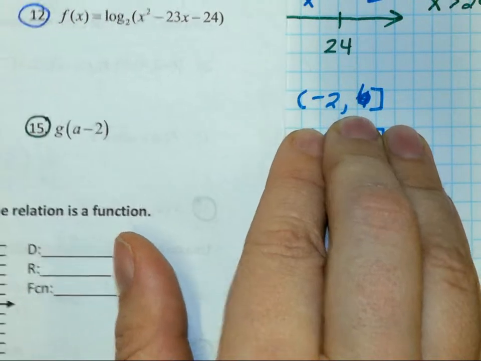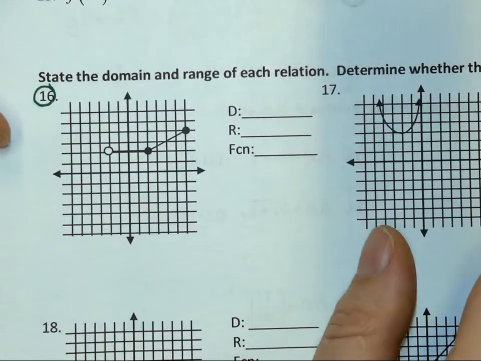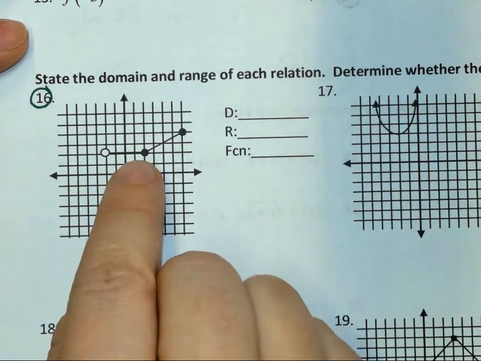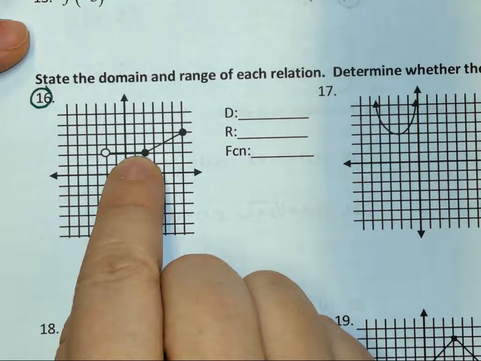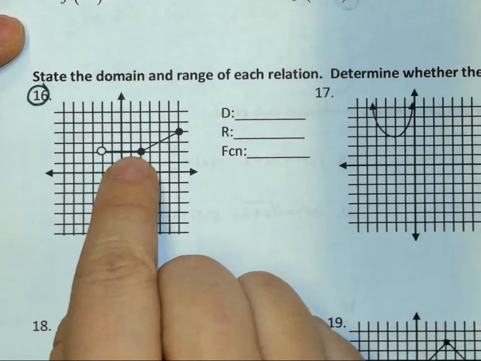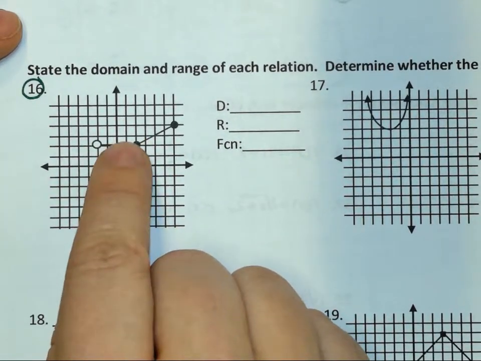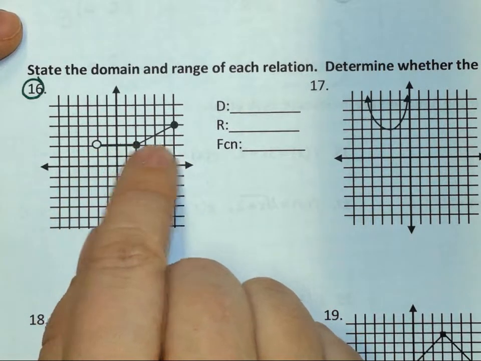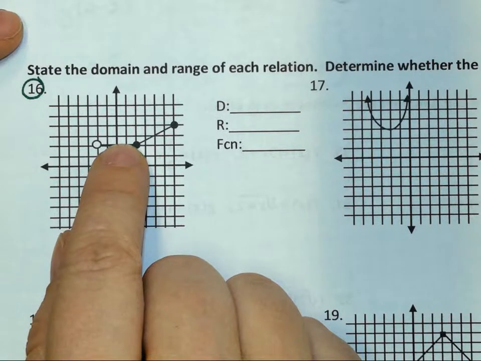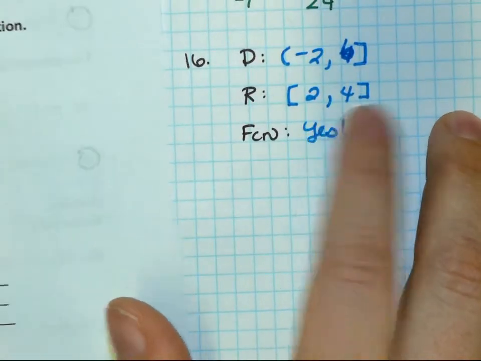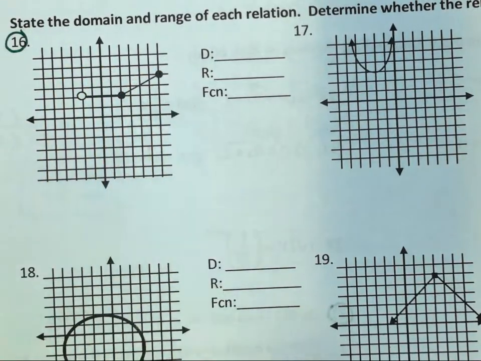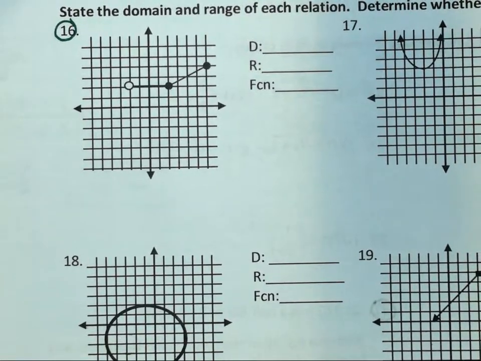Now, I'm covering up the range for a reason. How low do you go? 2. Are we touching 2? Good job! Oh my gosh, I didn't think you'd get that. But yes, you do touch 2 because even though this is an open circle, the rest of this is actually there. Oh my gosh, you guys just made me so happy. So the range goes from 2 to 4, and because I can draw my vertical line through this, only hitting once, that sucker is a function.